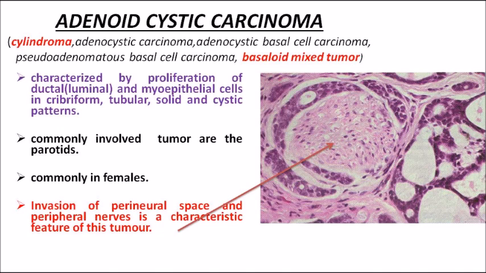The arrow mark is pointing towards the nerve bundle, and you can see the tumor cells are surrounding them. In the center you can see the nerve bundle. Understood? So the invasion of perineural space and peripheral nerve is a characteristic feature of this particular tumor. Adenoid cystic carcinoma is the tumor which shows characteristic perineural invasion. Understood? So that point is always asked in MCQ, that salivary gland tumor with perineural invasion is mainly adenoid cystic carcinoma. The other terms you should also remember: cylindroma and basaloid mixed tumor.